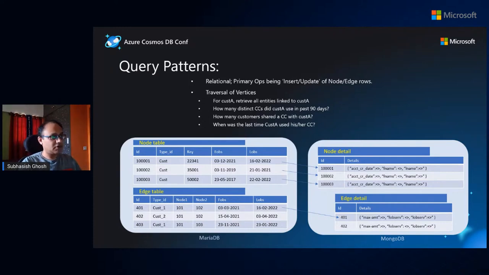The primary operations were a combination of insert and update of the node and edge rows. Let's say for a customer, cust A, I want to retrieve at a given instant of time all entities which are linked to the customer. For example, how many distinct credit cards did this particular customer use in the last 90 days? How many customers shared a credit card with this person?